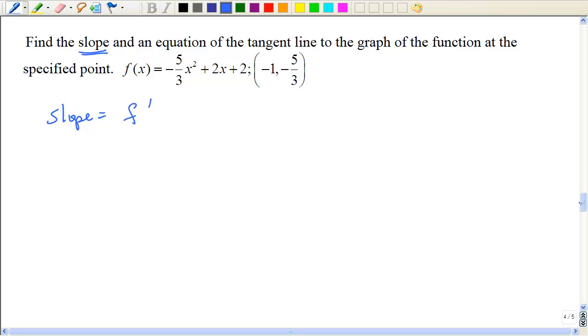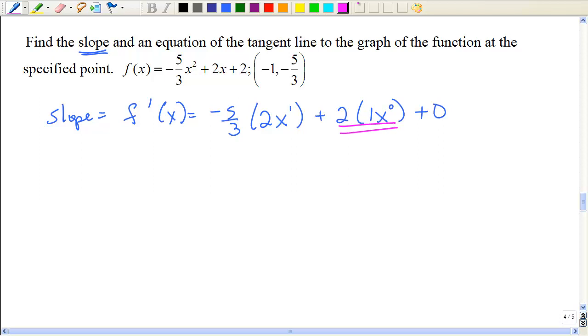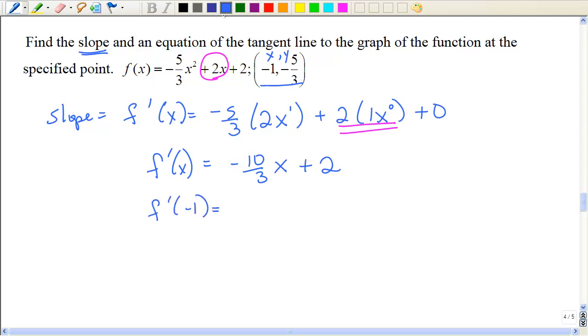Slope is the derivative. Now hopefully you're going to get past writing that. When you see a number in front of x, when you take the derivative, it's just going to be the coefficient. Okay, so that is my derivative of that function at any point. Now it wants us to find the slope at this particular point. Remember, this is x and this is y. So I'm going to plug in -1 for x. Okay, and that is my slope of my tangent line.